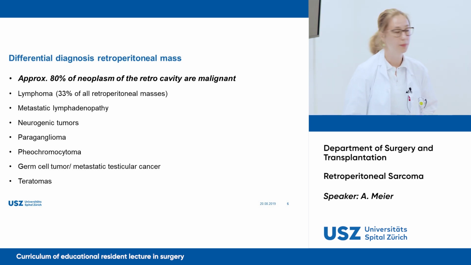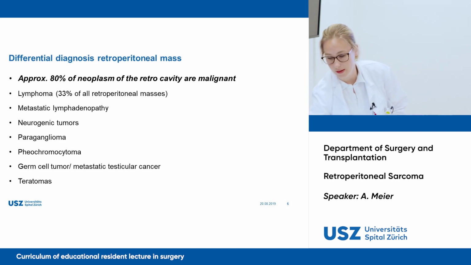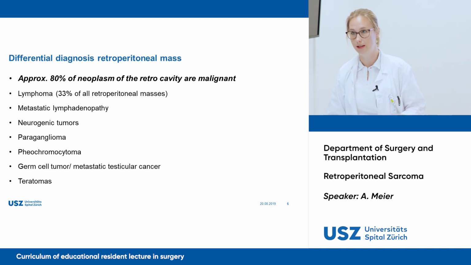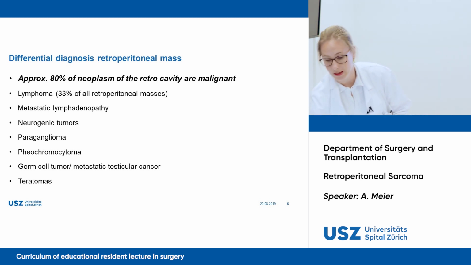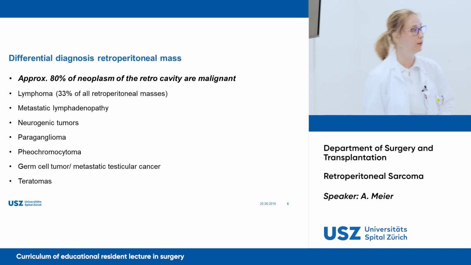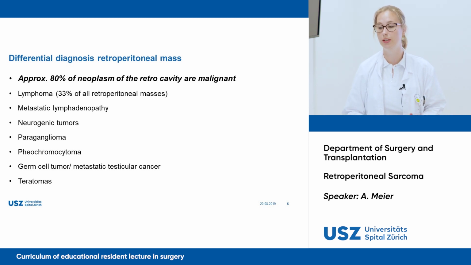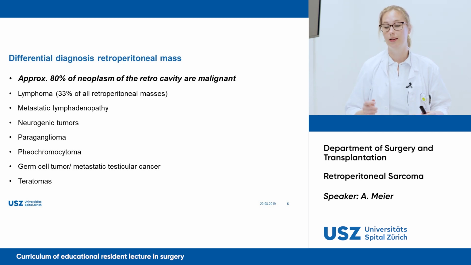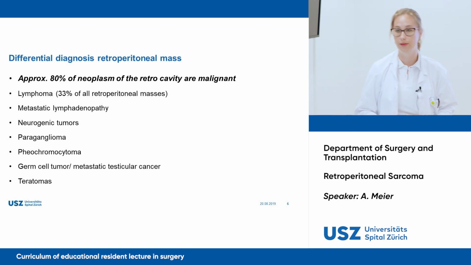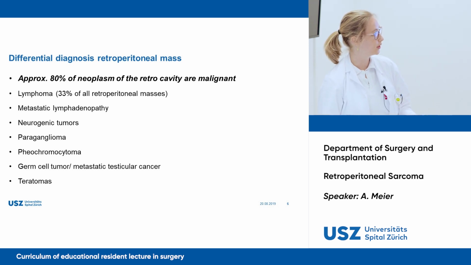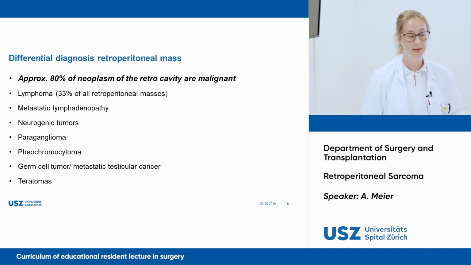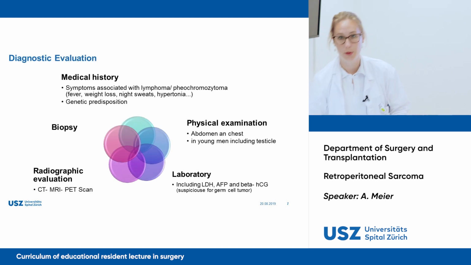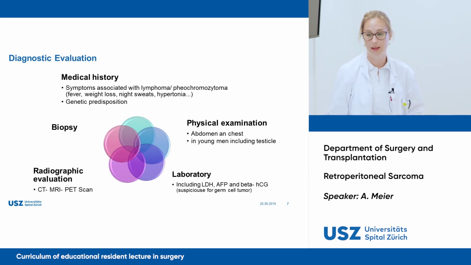The differential diagnosis of a retroperitoneal mass is really important because approximately 80% of all masses in the retroperitoneal cavity are malignant. So we have to think about what other diagnoses there could be. This is mainly lymphoma: 33% of all retroperitoneal masses are lymphomas. There is metastatic lymphadenopathy, neurogenic tumors, paragangliomas, pheochromocytoma, and, I think one of the most important, germ cell tumors, metastatic testicular cancer, and teratomas. This has to be kept in mind when we go to the diagnostic evaluation.